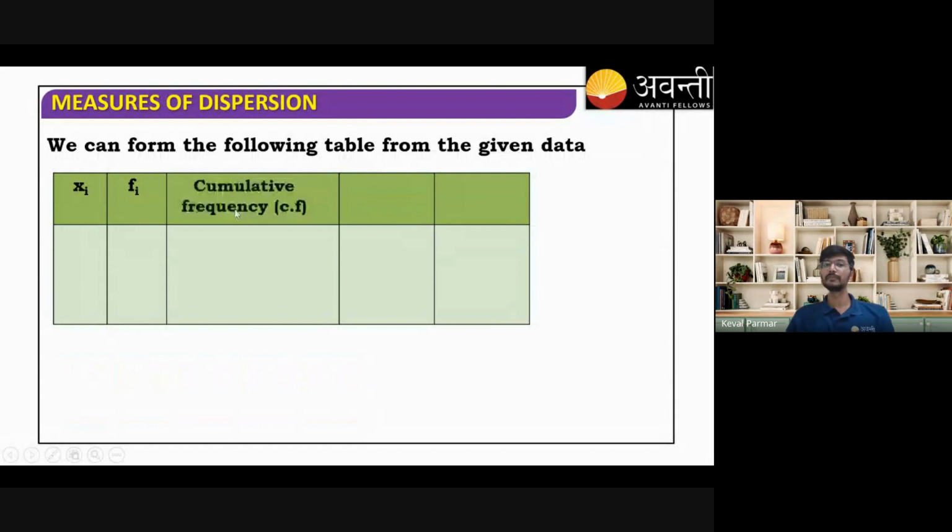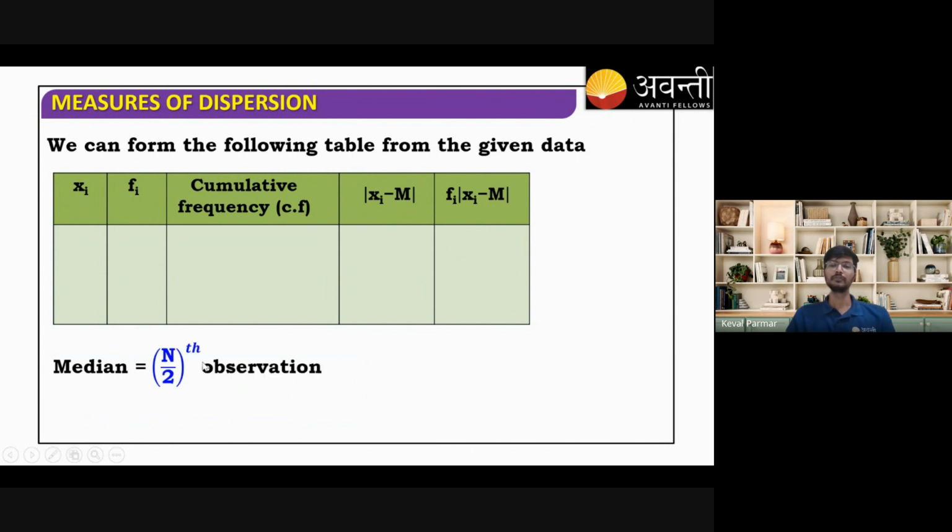We can get the following table. Let's say we'll have xi, we'll have fi. Now here is the most important part, cumulative frequency. Why cumulative frequency? Because we want the median, so it is better to get cumulative frequency. After getting cumulative frequency, we'll get the median. After getting the median, we have to subtract the median from all the observations. And lastly, we'll have to multiply with f. Why? Because that observation is occurring f number of times.